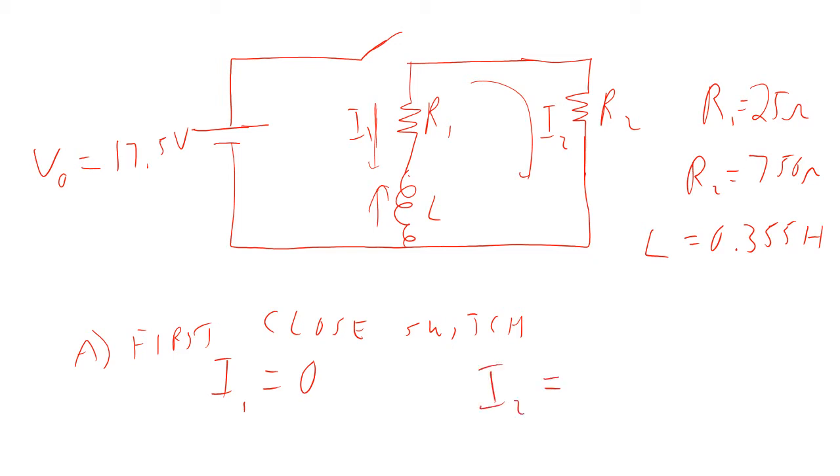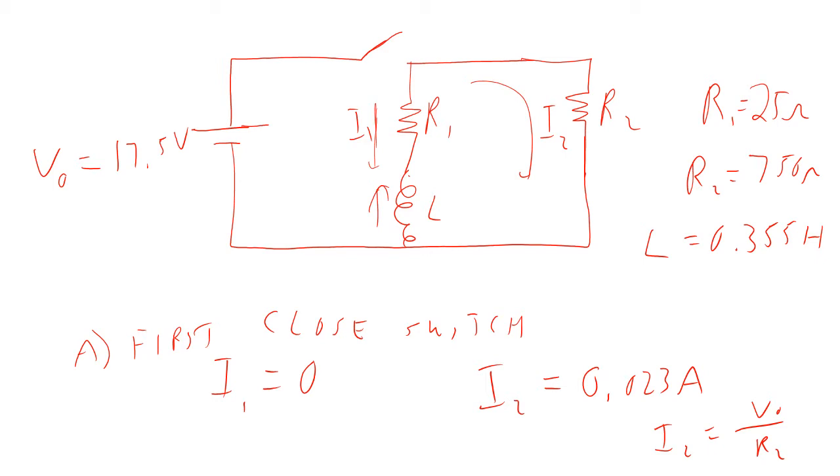But as soon as there's voltage, then current starts flowing in resistor 2. And so what happens is you get 0.023 amps, 23 milliamps. I2 is going to be V naught over R2. You plug the numbers in, you get 23 milliamps. And so that's the instant you close the switch.